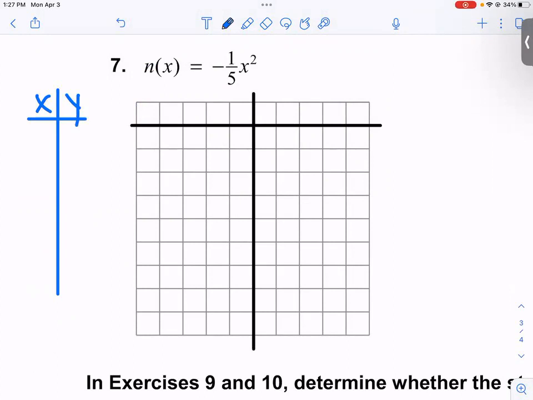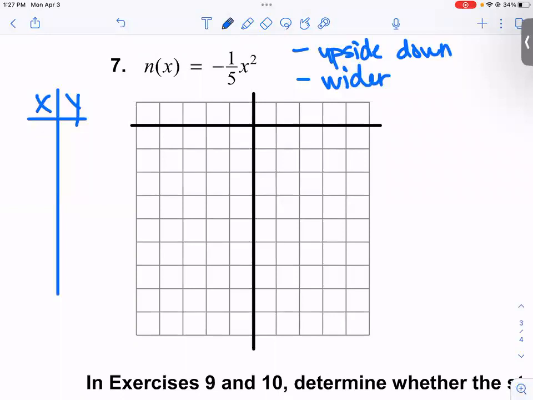Okay, so let's make some observations. What do we know about this graph before we even graph it? Amelia. Okay, well, I heard somebody blurt out it's upside down. What about the 1/5? What is the 1/5 doing? Okay, it's going to be wider. Okay, 1/5 is smaller than 1. It is a fact. So it is going to be wider.